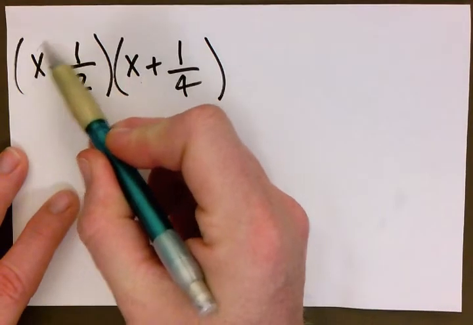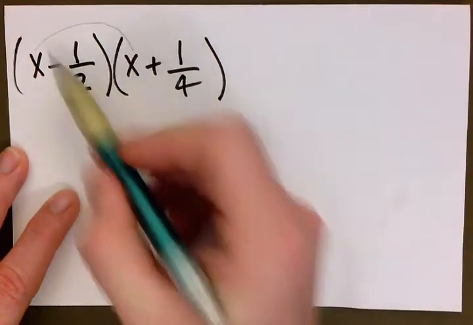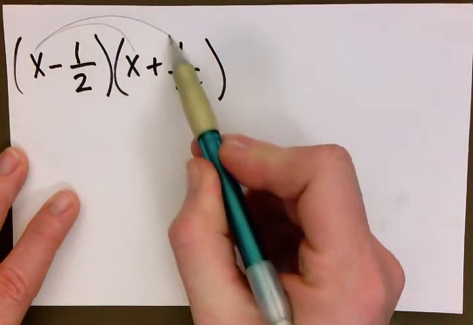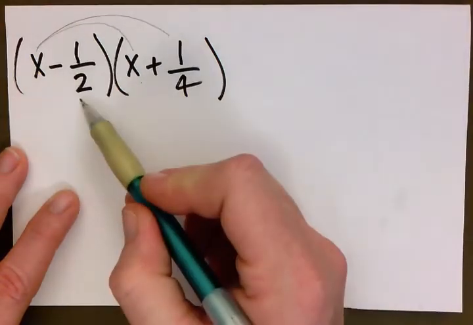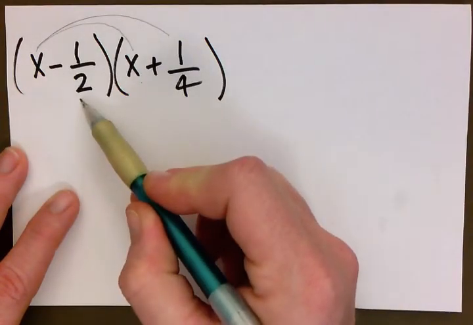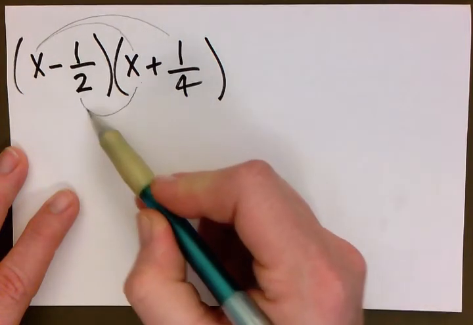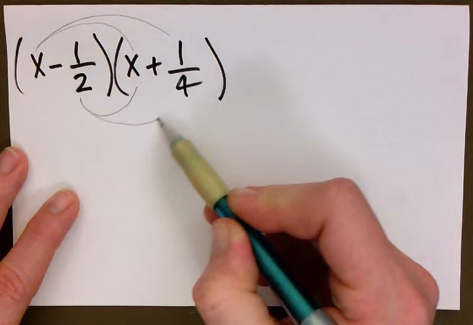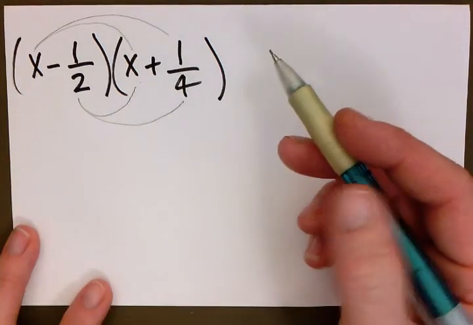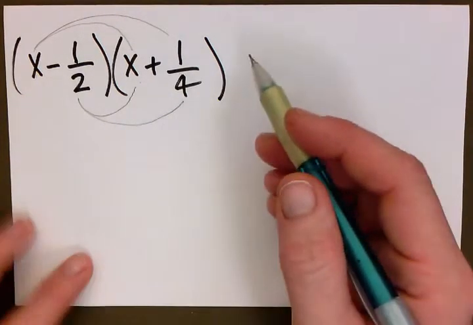We're going to want to multiply the x times the x, and then multiply the x times the 1/4. Then we're going to want to multiply the negative 1/2 to this x, and multiply the negative 1/2 to the 1/4. So let's go ahead and write that out.